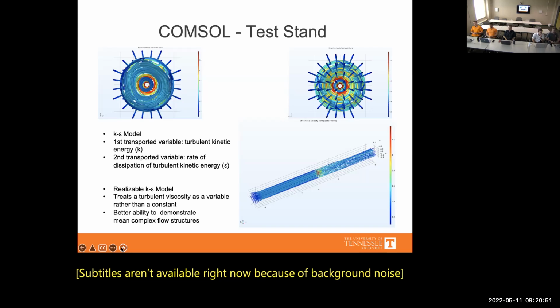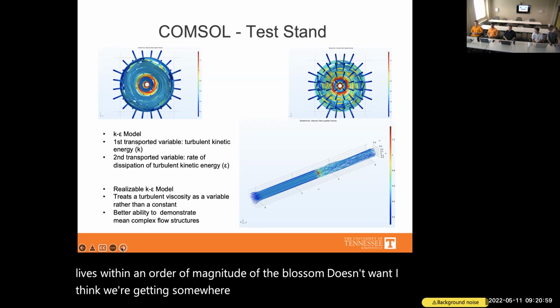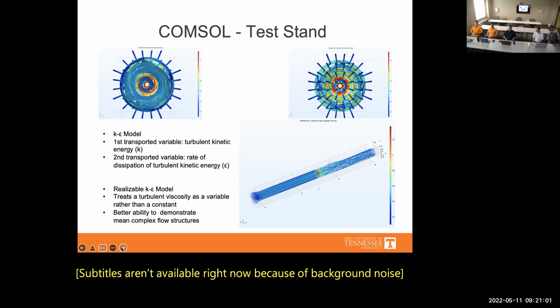When we initially did this, we could not get a converging result that was within an order of magnitude of the velocities that we wanted. I think we were getting somewhere like 500 or 600 meters per second. So we ended up using a realizable K-epsilon turbulence model, which is similar to the K-epsilon, but it treats the turbulent viscosity as a variable rather than a constant, and that has a better ability to demonstrate mean complex flow structures.